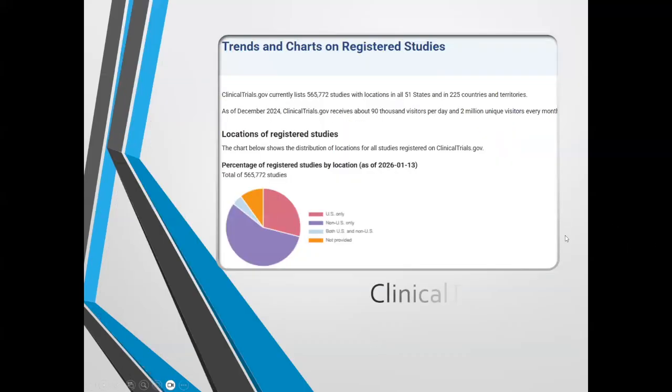Okay. As of yesterday, when I checked ClinicalTrials.gov, there are over 500,000 studies listed from 51 states and in more than 200 countries and territories. So you can see that there is a large number of studies listed here, and you can see that 90,000 visitors per day, over 2 million unique visitors every month. So this is a very busy website. It contains very basic information, and so we're going to go through how to find studies within this website.